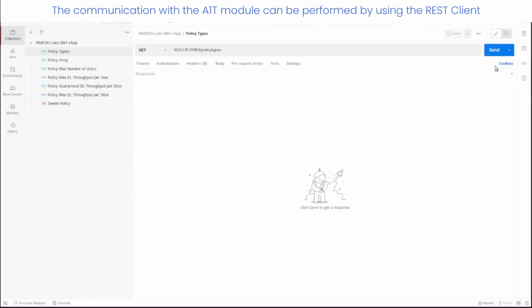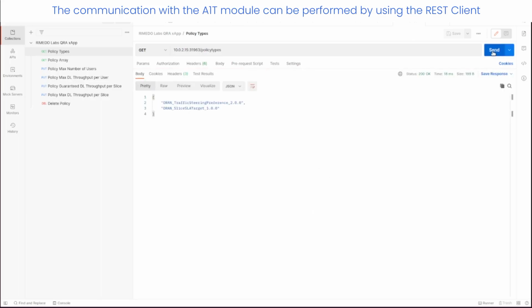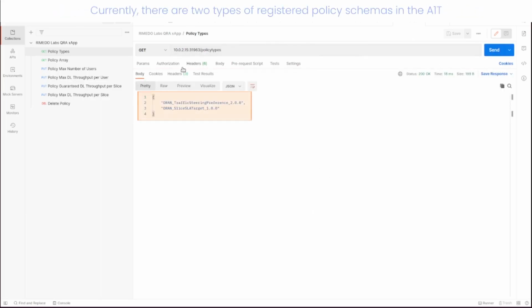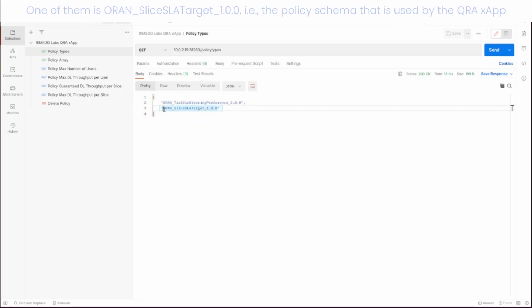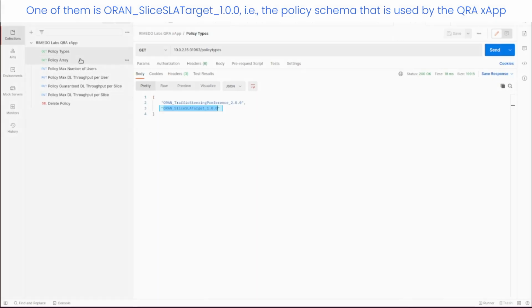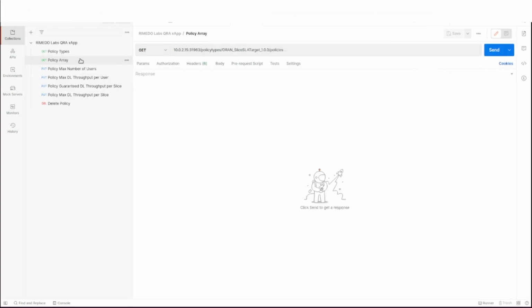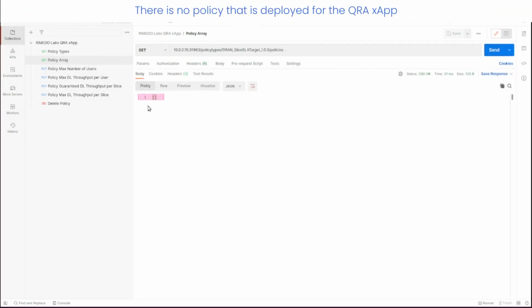The communication with the A1T module can be performed by using the REST client. Currently, there are two types of registered policy schemas in the A1T. One of them is on slice SLA target 100, in other words, the policy schema that is used by the QRA xApp. There is no policy that is deployed for the QRA xApp.